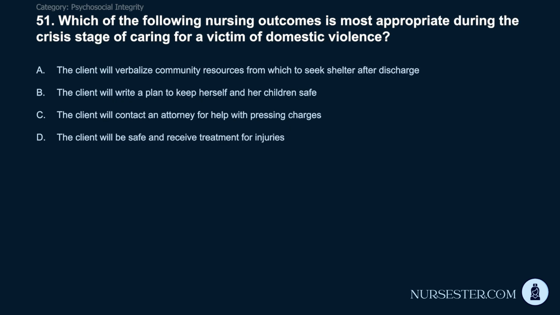51. Which of the following nursing outcomes is most appropriate during the crisis stage of caring for a victim of domestic violence? A. The client will verbalize community resources from which to seek shelter after discharge. B. The client will write a plan to keep herself and her children safe. C. The client will contact an attorney for help with pressing charges. D. The client will be safe and receive treatment for injuries. Correct answer: D. The client will be safe and receive treatment for injuries.